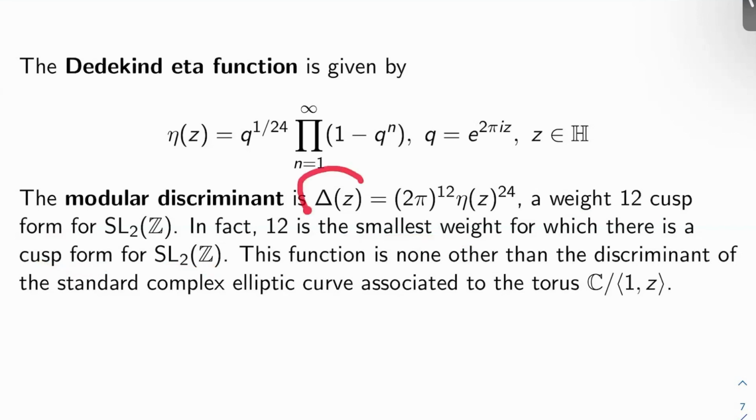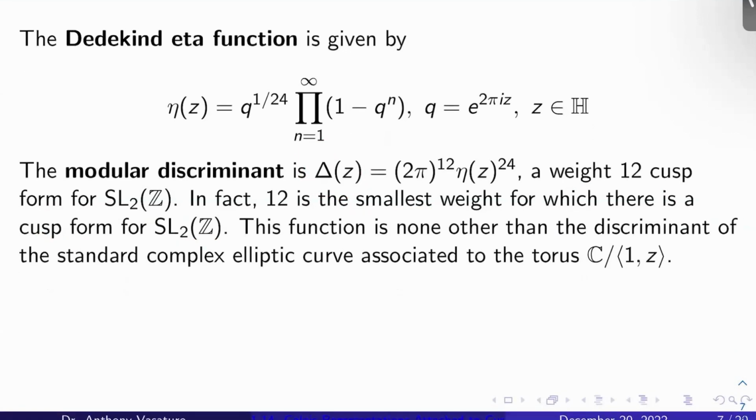And why is it called the modular discriminant? It's none other than the discriminant of the standard complex elliptic curve associated to a given torus C mod the lattice generated by 1 and z, via the uniformization theorem discussed several videos ago. So discriminants of complex elliptic curves are somehow modular forms, cusp forms, actually.